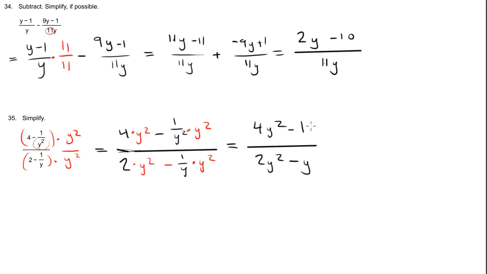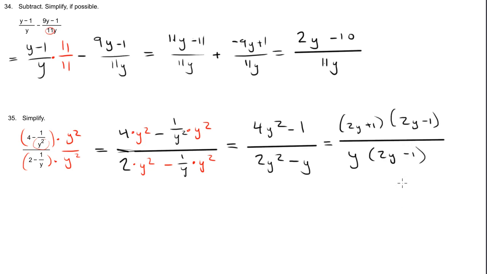This numerator simplifies. This is a difference of squares. This is 2y plus 1 times 2y minus 1. I suspected some trickery because this denominator factors into y times 2y minus 1. So sure enough, this is going to reduce, and we'll get 2y plus 1 quantity divided by y.